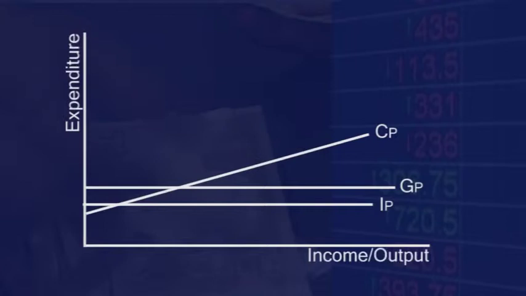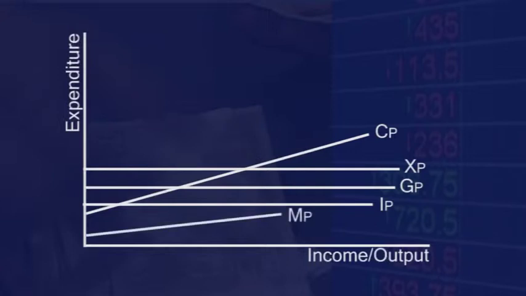Planned exports. What's the relationship between income and plans to purchase exports? Well, as our income changes, it doesn't cause a change in the extent to which foreigners want to buy our goods and services. It may cause a change in their demands for our exports if their income changes, but not if our income changes. So exports are also autonomous, independent of the level of our income, planned export demand.